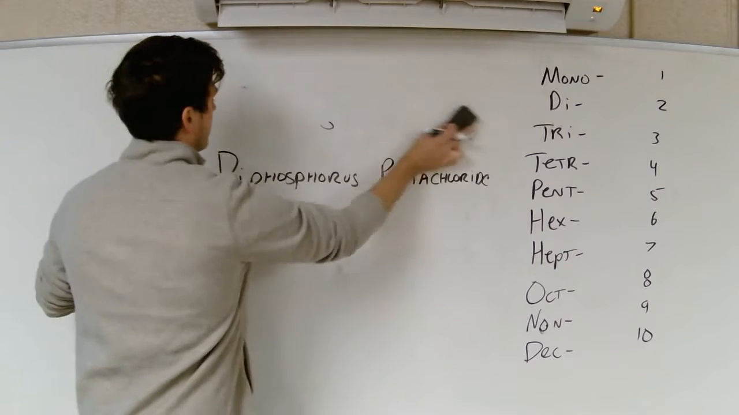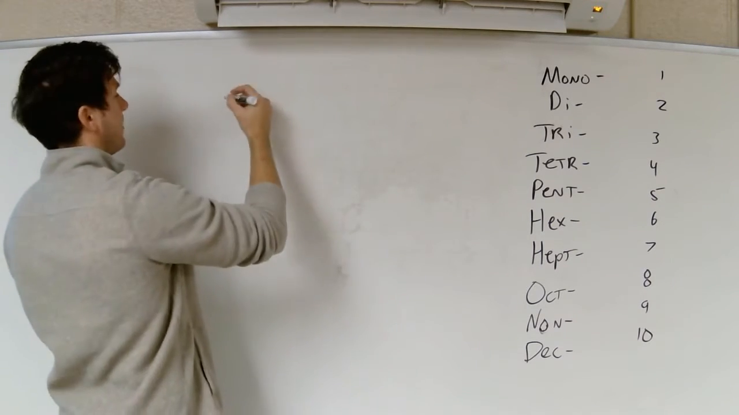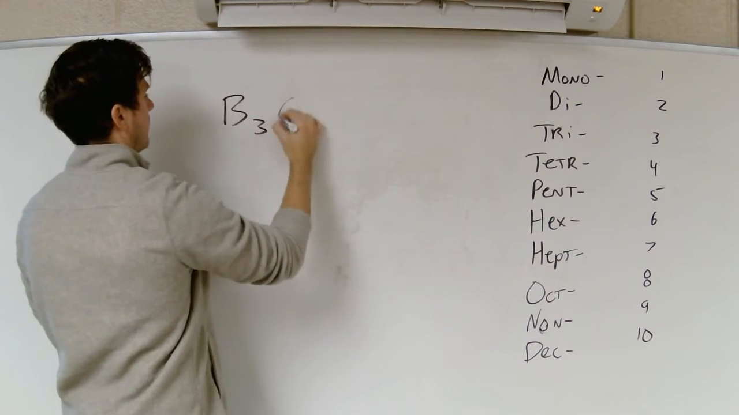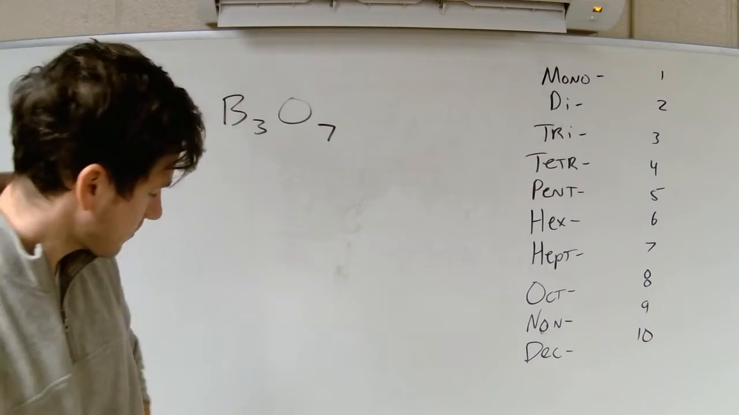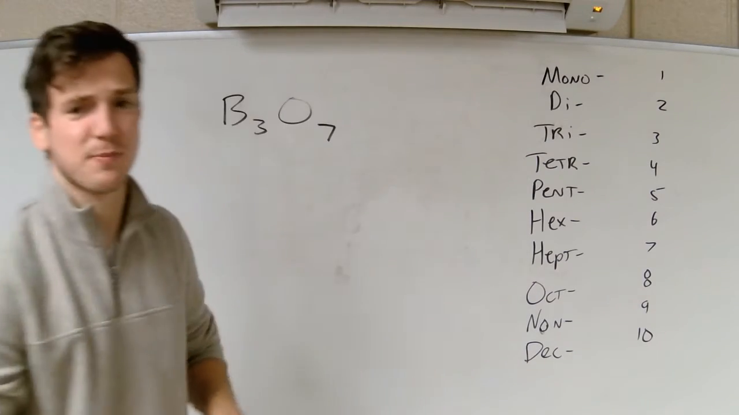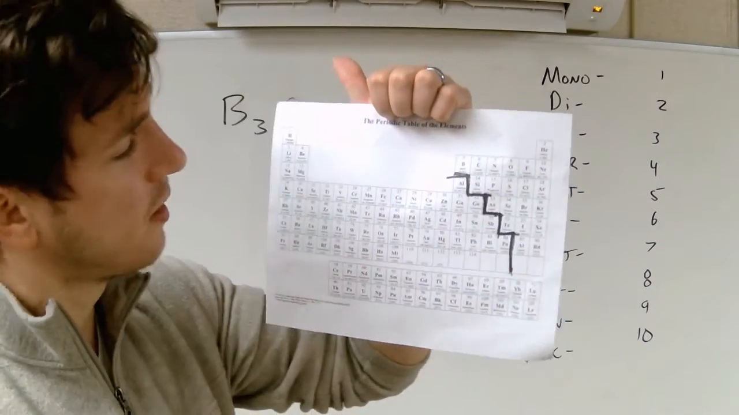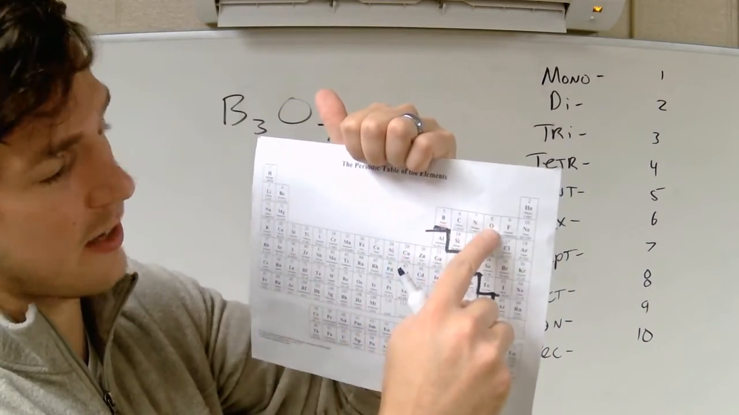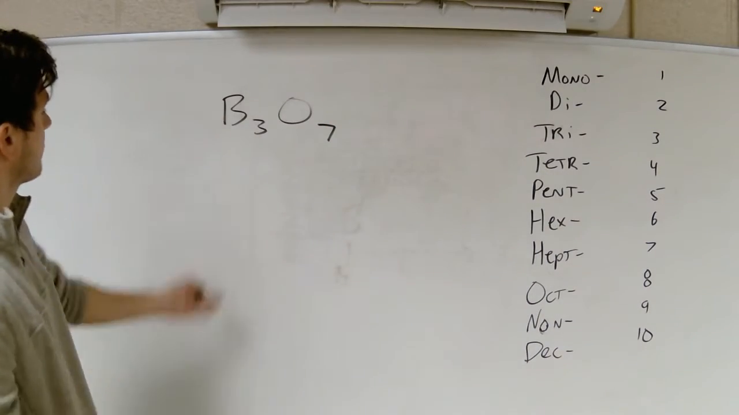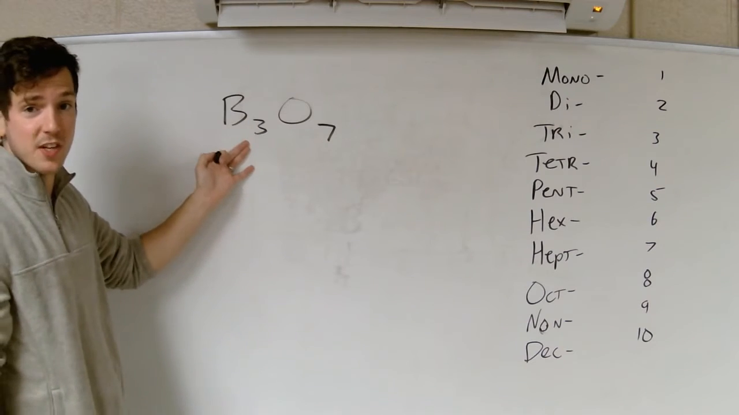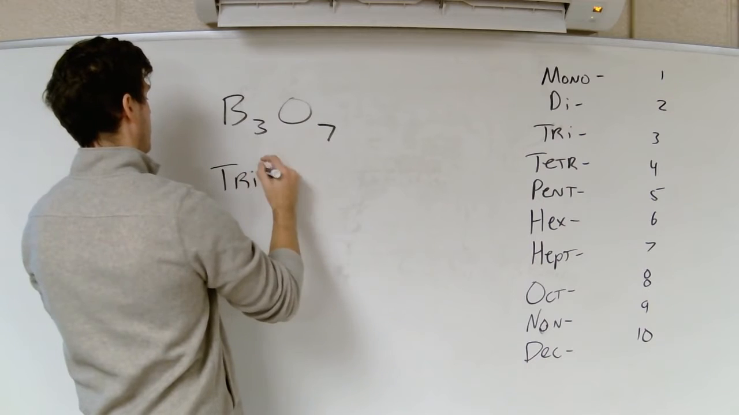Let's look at another one. Let's look at B3O7. So once again, I ask myself, is this ionic or covalent? I look on my periodic table. Boron's a nonmetal, oxygen's a nonmetal, so we're going to be using prefixes here. Okay? So I got to state how many borons there are. There's 3, so I'm going to use the prefix tri. Triboron.